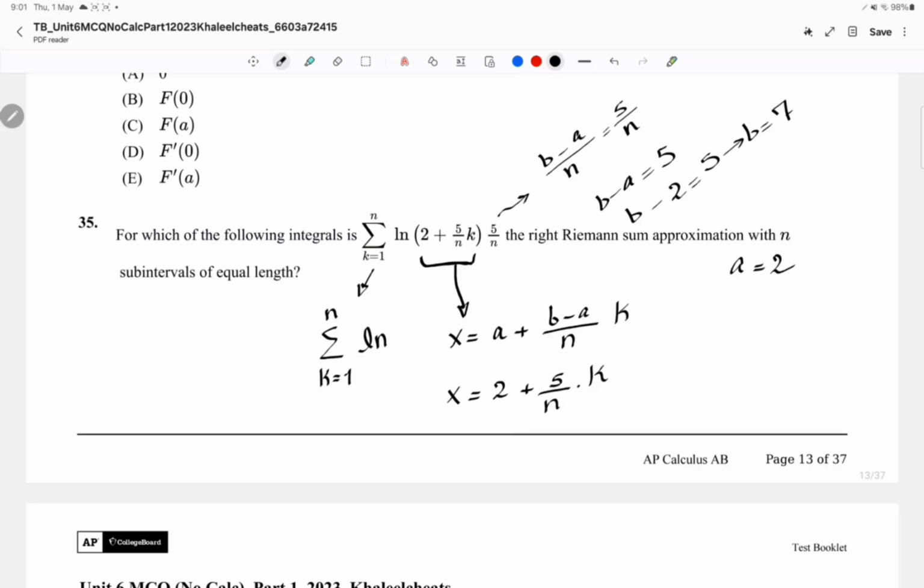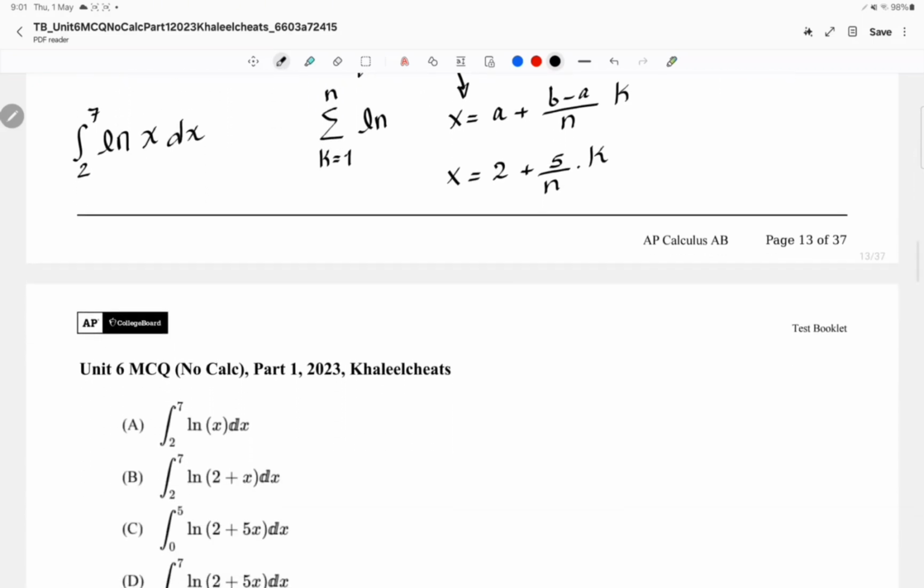Okay. So now basically we know the following. We're essentially integrating from a of 2 to b of 7. We put the ln. The whole thing in the bracket is just an x. And of course the 5 over n outside will go away when you integrate and just gets replaced by dx. So our answer is going to be choice A.